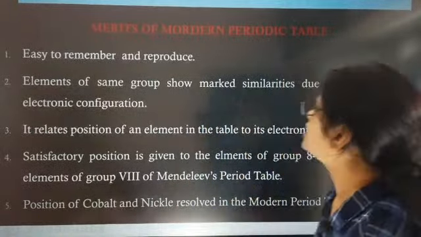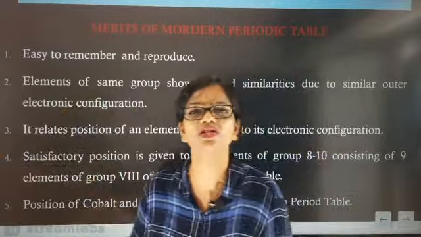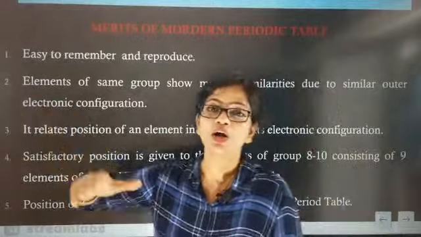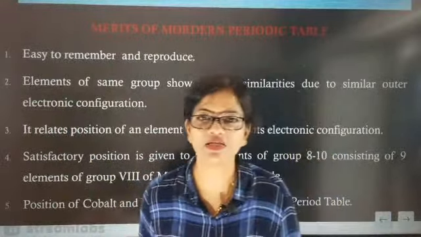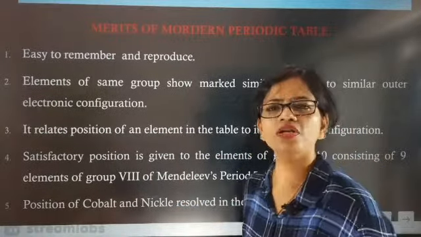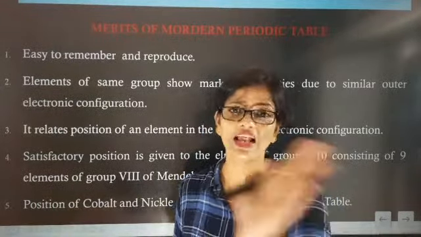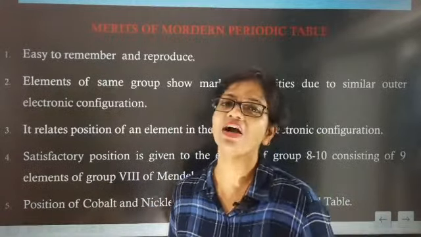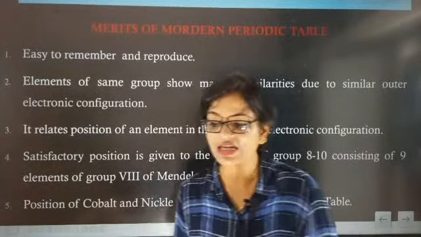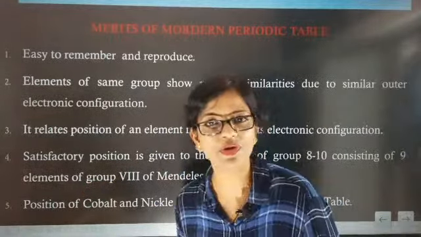Next important thing is, we know that group wise, since the electronic configuration is the same, valence shells will be the same, means valence electrons will be exactly the same in each group. That's why they have similar chemical properties. Next is, it relates the position of an element in the table by electronic configuration. Yes, by electronic configuration, SPDF we can say, or KLMN, we can identify the last electron filling in the orbital. So position can be related easily with the help of the modern periodic table.